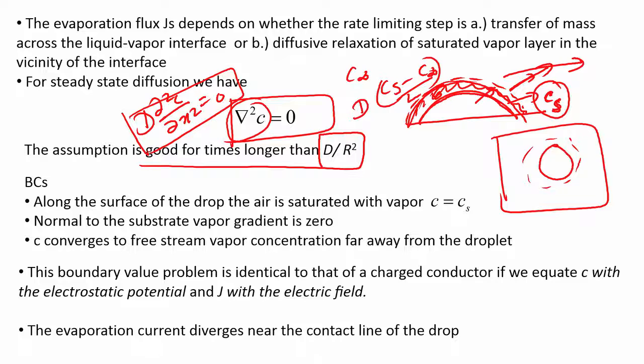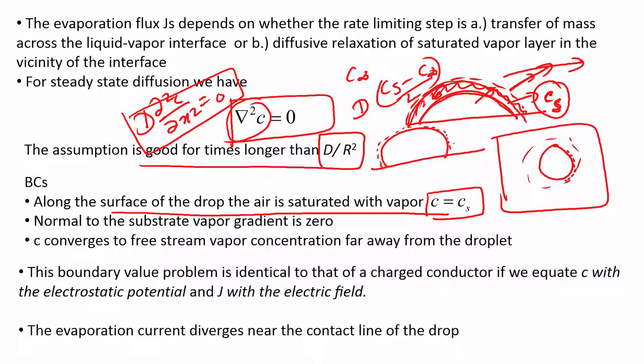But there will be boundary conditions which will match it to the interface, like we saw in the case of your spherical droplet. Along the surface of the drop, the vapor concentration has to be equal to the saturation vapor concentration. So in the vicinity of the droplet, this is always at Cs.